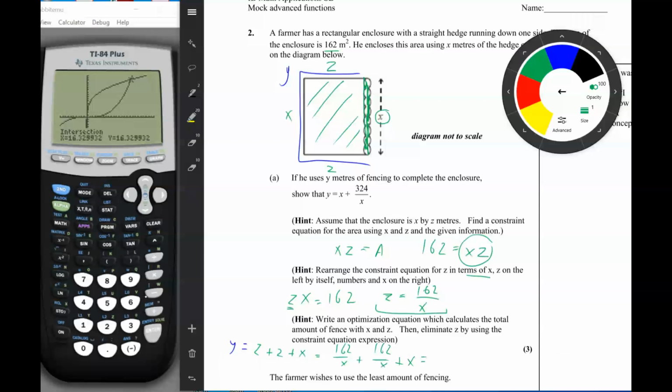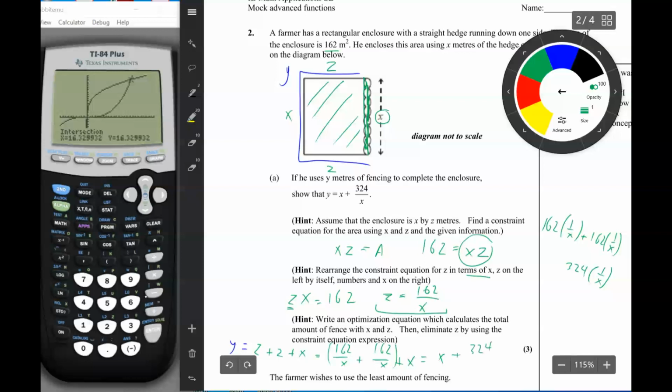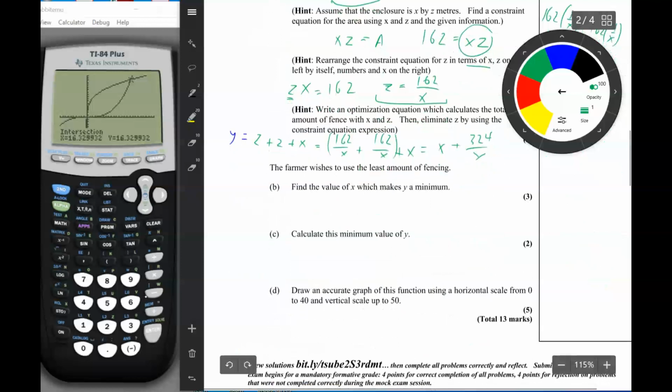I can simplify this because then I can add together 162 over X plus 162 over X. That's like 162 times 1 over X plus 162 times 1 over X. If you add those two together, you'll get double 162, which is 324 times 1 over X, which is equal to 324 divided by X. So now I've finally gotten the expression that they refer to right here, right? So that's the first part.